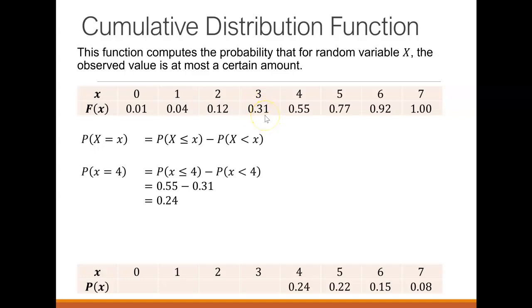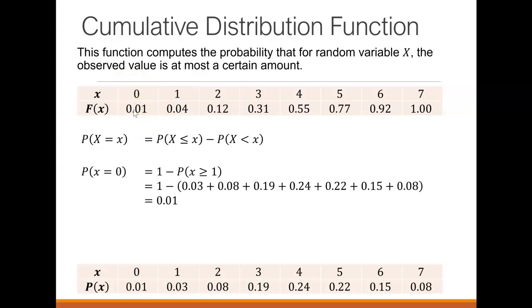Probability of getting a 3, 0.31 minus 0.12. Probability of getting a 2, 0.12 minus 0.4. Probability of getting a 1, 0.04 minus 0.01. Probability of getting a 0, well, that's just 0, right? Probability of getting less than or equal to 0, when 0 is the lowest thing, is the same thing as the probability of getting 0, right? Or you could take everything else and subtract it from 1, right? Either is okay.